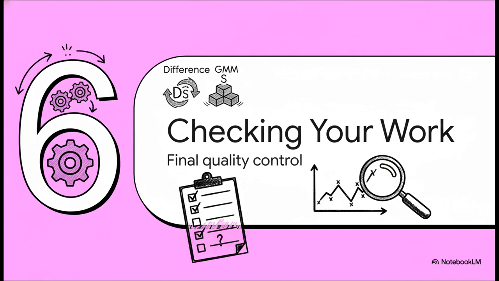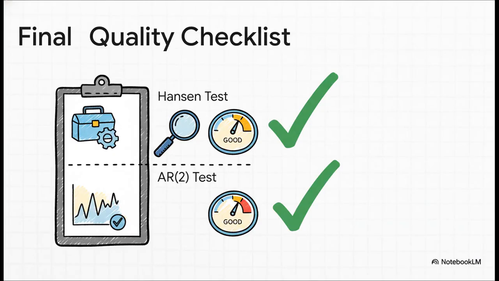Okay, so you've run the test, you've picked your model, but hold on, you're not quite done yet. There is one last absolutely crucial step. You've got to do some quality control to make sure your results are actually trustworthy. There are two main hurdles you need to clear. The first is called the Hansen test.